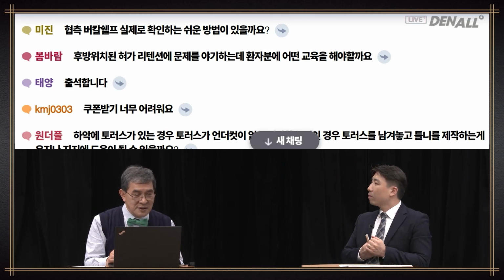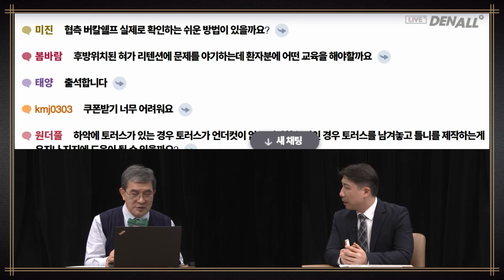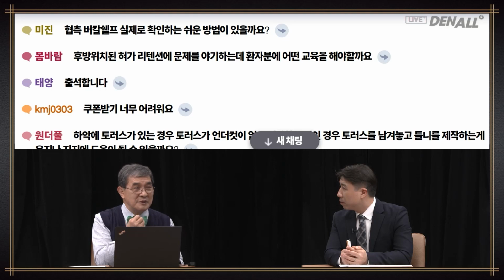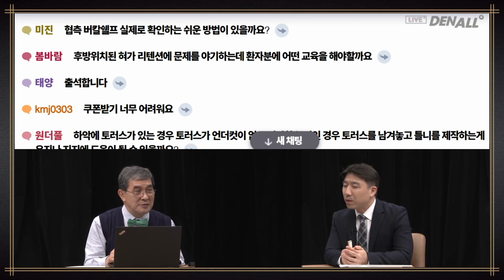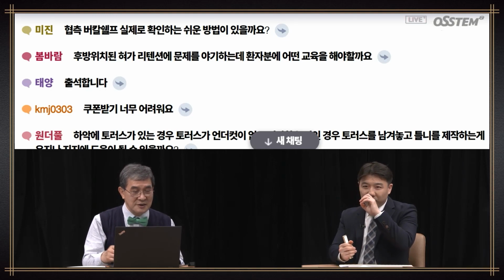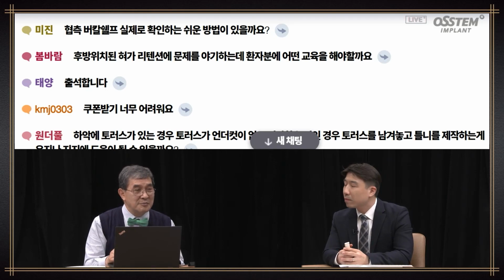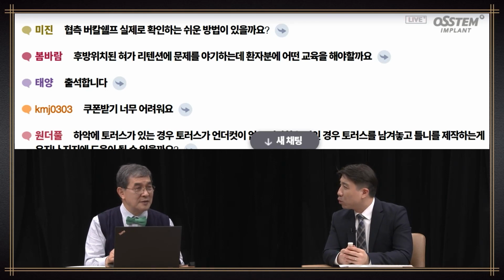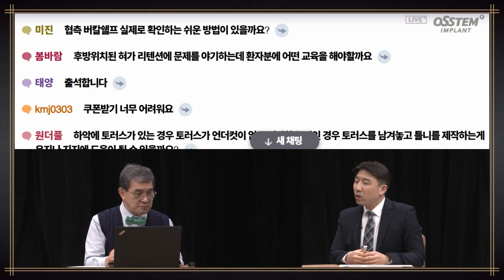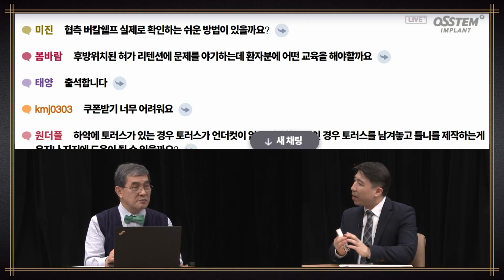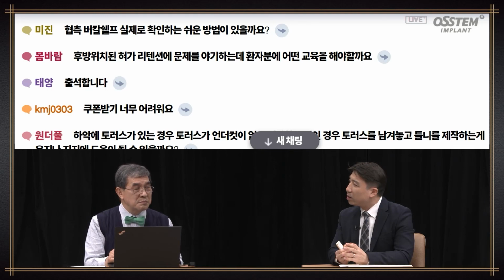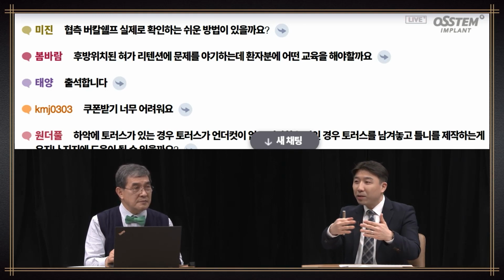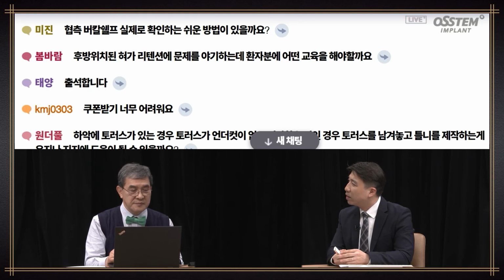The retracted tongue may cause retention issues. How can I train the patient? If the patient retracts the tongue habitually, what should we do? That's a difficult area. I believe the anterior region of the lingual side is where the seal breaks most frequently.